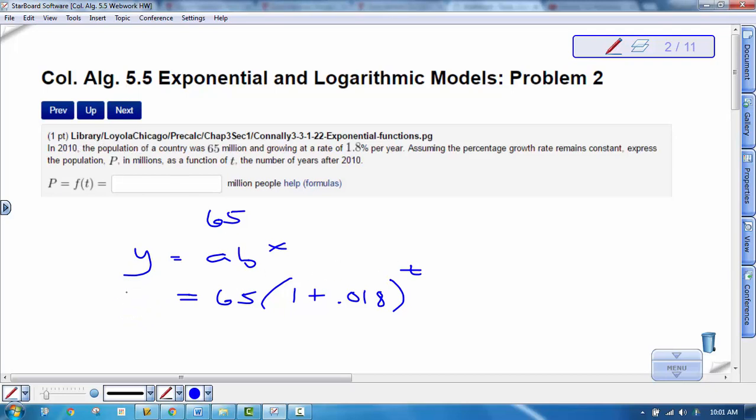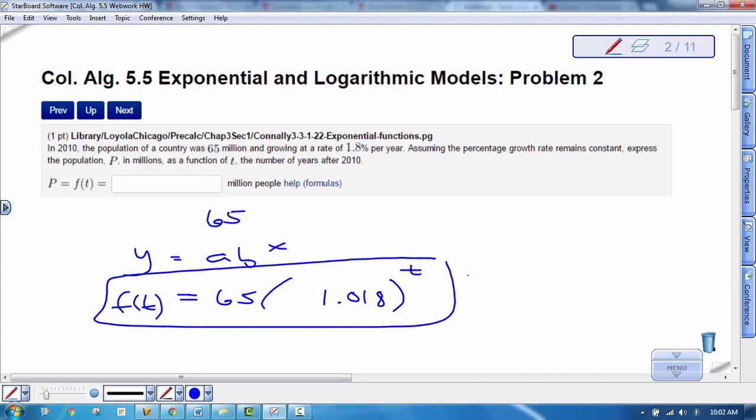So I'll use f of t for that because that's what they're using here. And this is what they want us to enter in right here. And you can obviously make this 1.018. That should work right there.